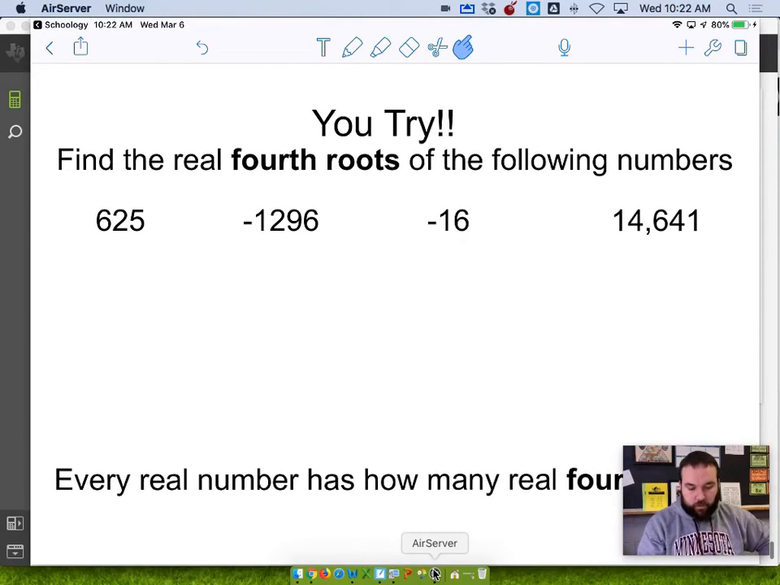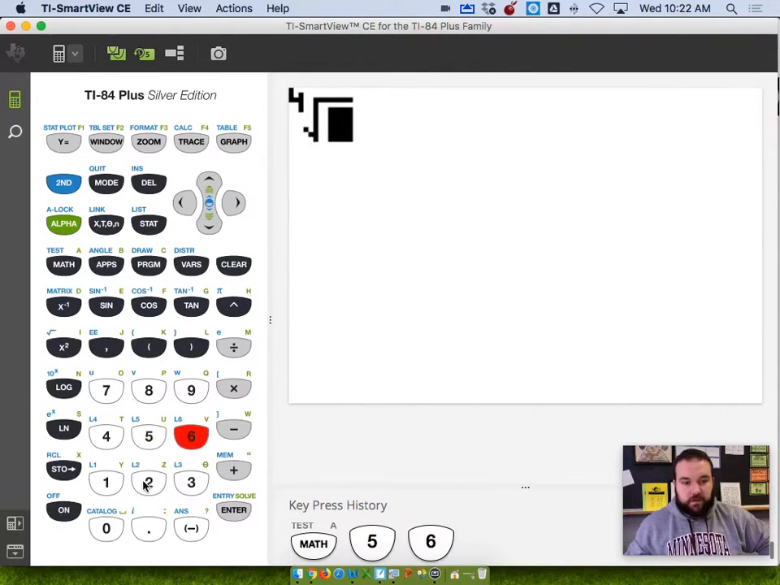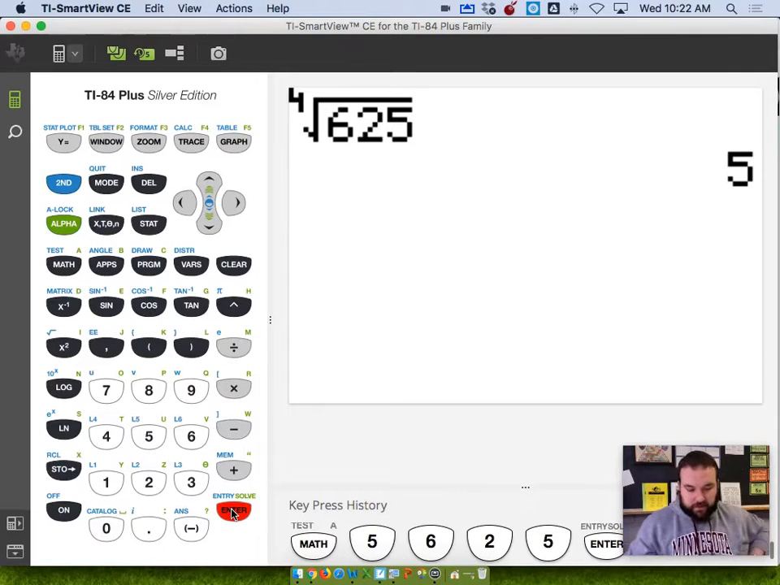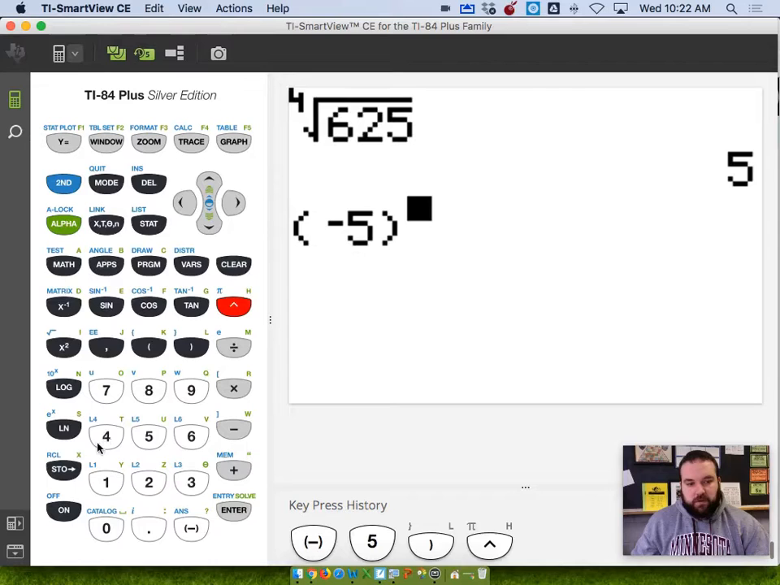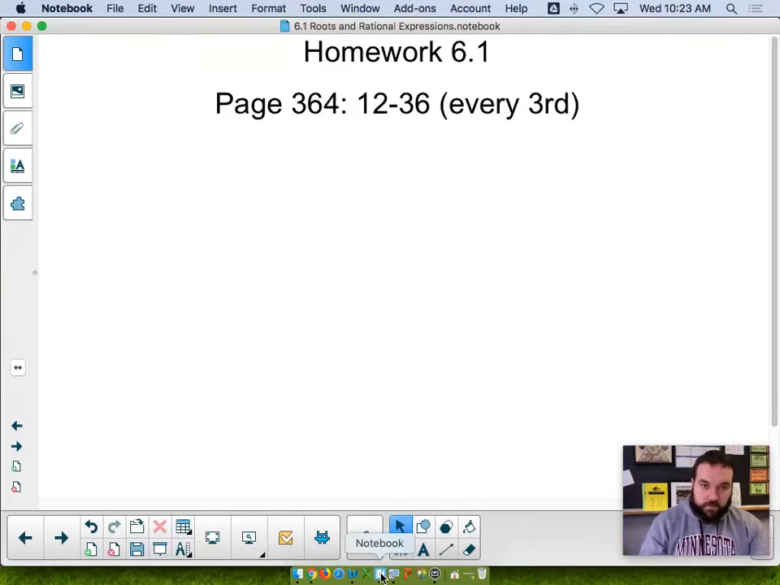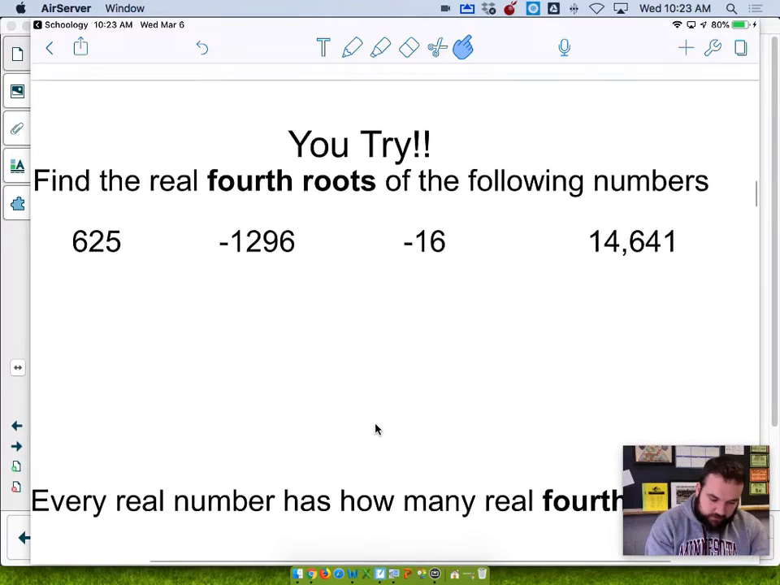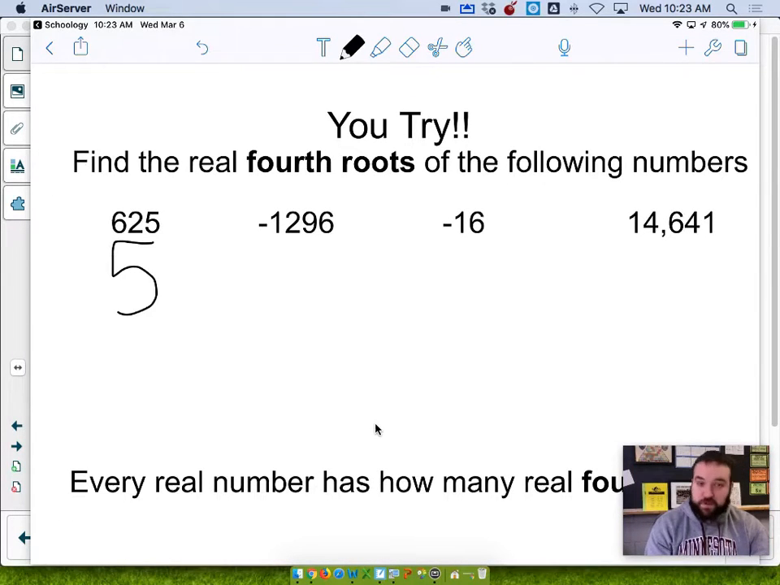So if you type in the 4th root of 625 in the calculator, again, I like to do my index and then just hit math 5. So the 4th root of 625 is +5. But we also know that if I take the negative version of that same number and raise it to the 4th power, I'll also get 625. So there are actually 2 answers to this. There is +5, which is the principal 4th root, but also -5 works as well. So there are 2 real 4th roots for that.